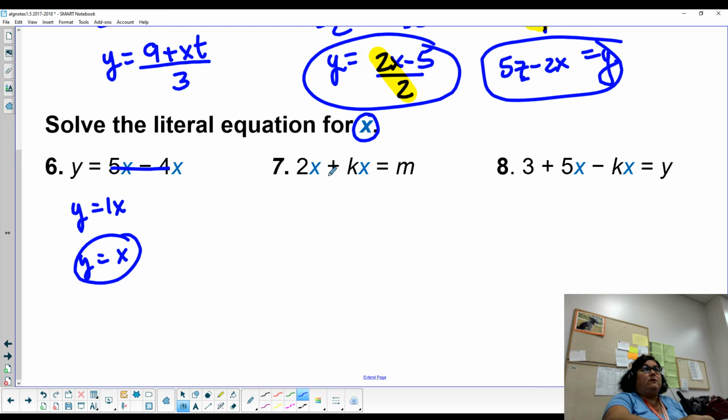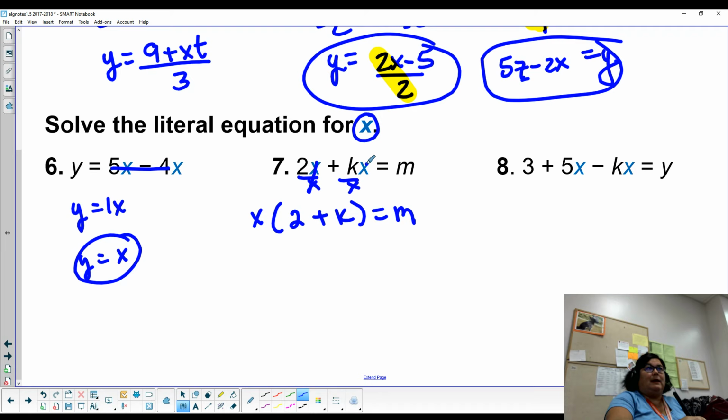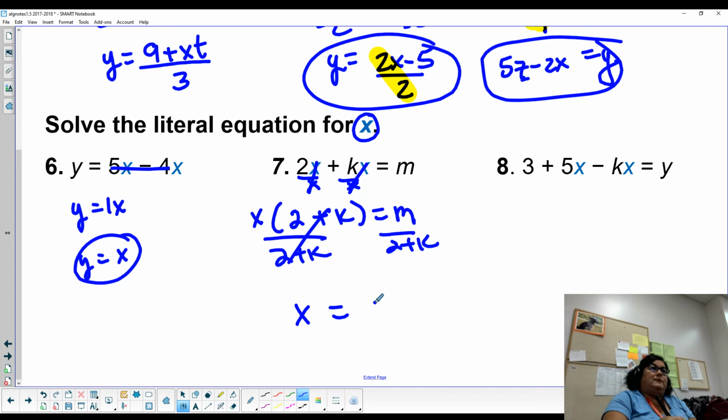Now here, these are not like terms. 2x and kx are different. So these are the ones where I have to factor out the x. So I'm going to divide x out of both of the terms where it is currently. And what happens is the x's cancel, which is why I did that. And then I'm going to divide by the quantity. Because the quantities cancel on that side, m over 2 plus k is my answer.